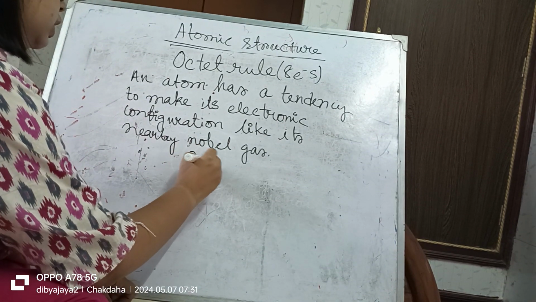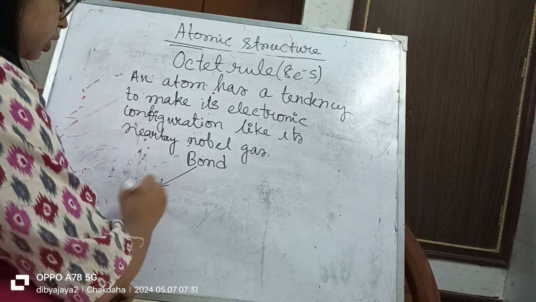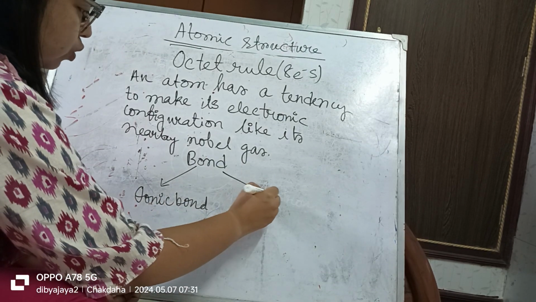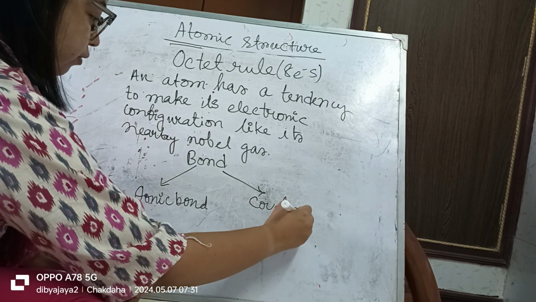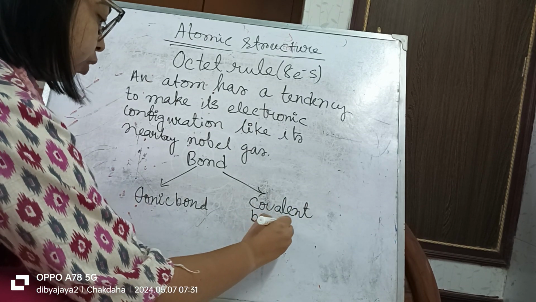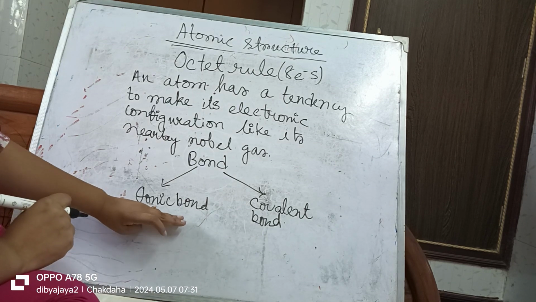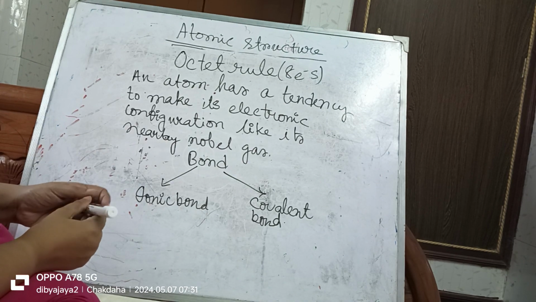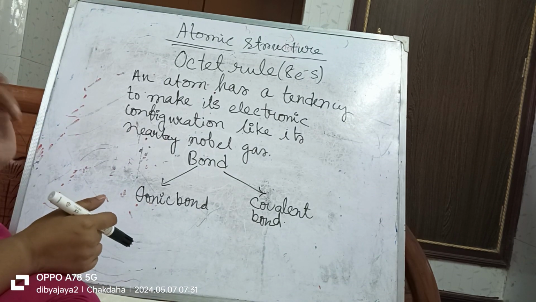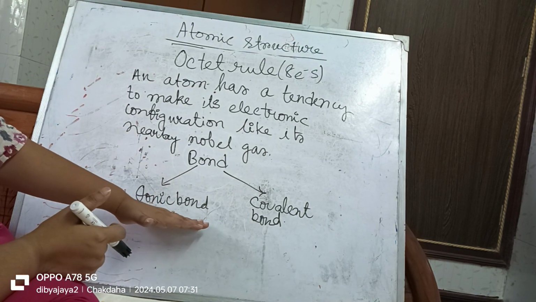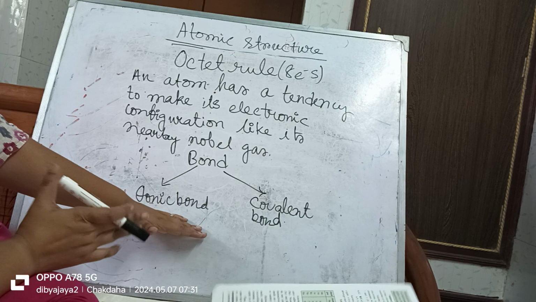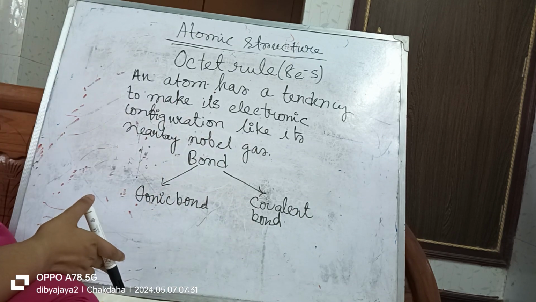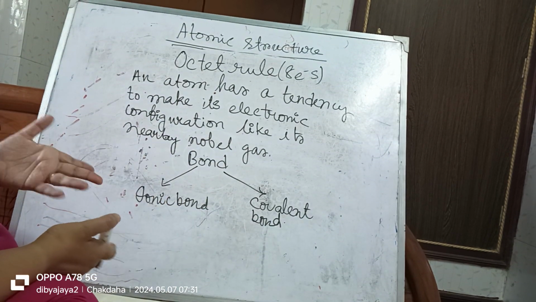Bonds are generally of two types. One is the ionic bond and the next one is the covalent bond. In the ionic bond, one cation is present, one anion is present. I think, students, you already have general knowledge about the cation and anion that I discussed in class 8. In the ionic bond, electrons are accepted or released by the elements, and in the covalent bond, they mutually share electrons.